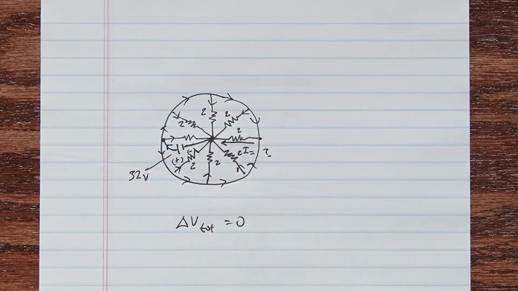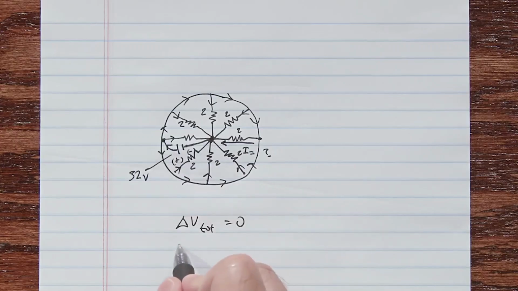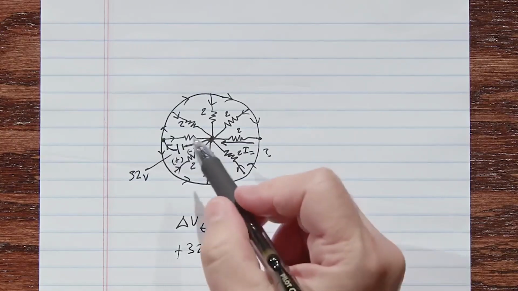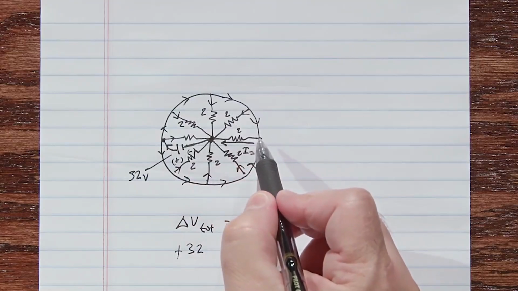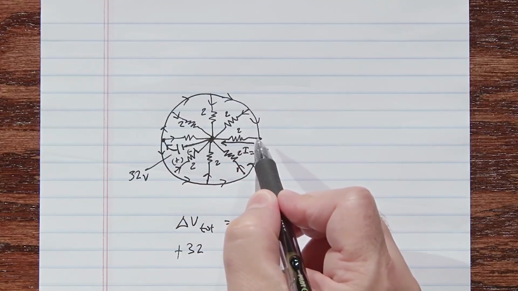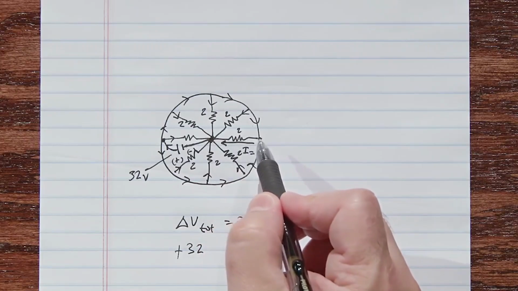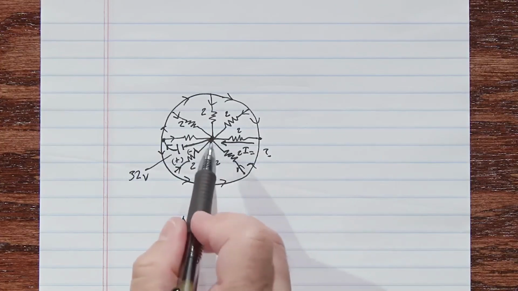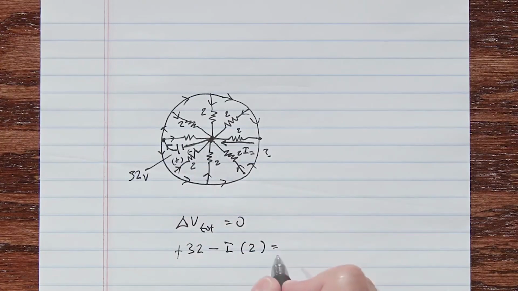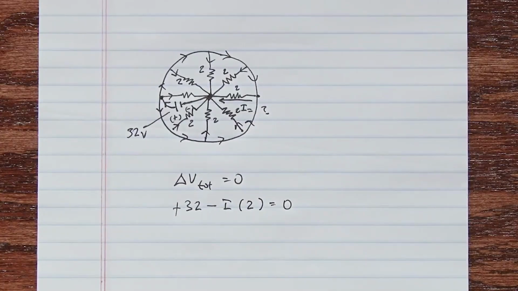So what does that make our equation? From here, plus 32, then plus 0, plus 0, plus 0, plus 0, plus 0, and then I get here. Now I'm going downhill, or down in voltage, by I times 2 ohms. So it'd be minus I times 2. And then I'm back where I started, so that equals 0. So you see, we have an equation with only one unknown in it.